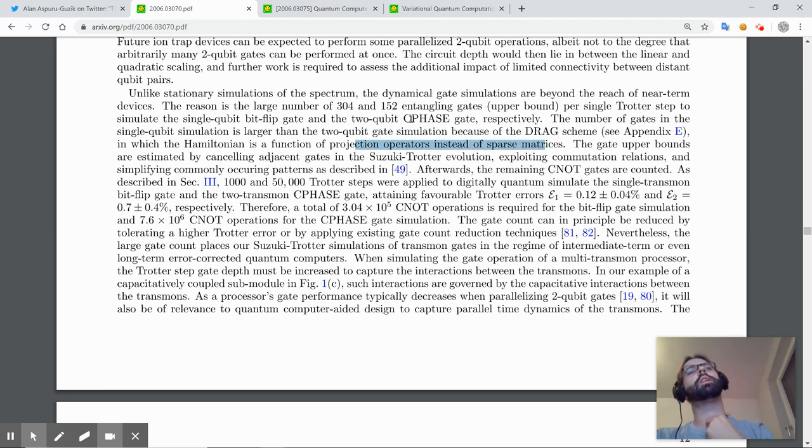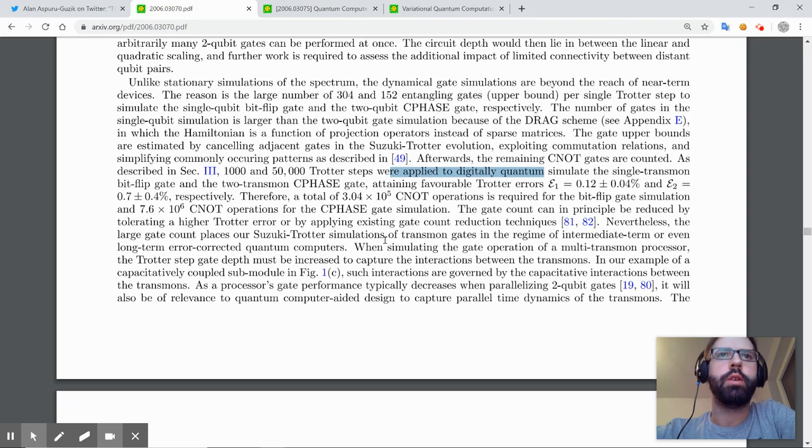So is this saying that the dynamical gate simulations in such an M transmon submodule are not doable with NISQ devices? The gate upper bounds are estimated by canceling adjacent gates. The gate count can be principally reduced by tolerating a higher Trotter error.